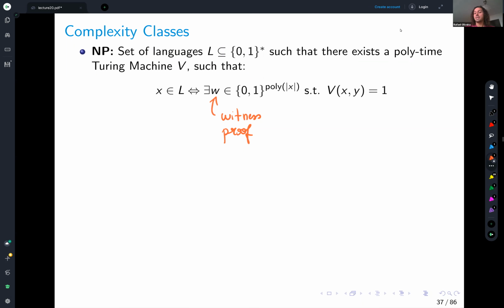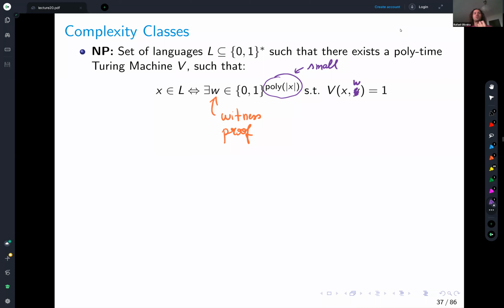And what is the characteristic of this witness or proof? Well, it's small. There's a small witness or a small proof W such that V(X, W) is equal to 1. So NP is the set of languages for which there's a short proof, and there's also a verifier such that for any input instance in the language, there exists a short proof such that when you give the instance and the proof, the verifier can verify that this is indeed in the language.